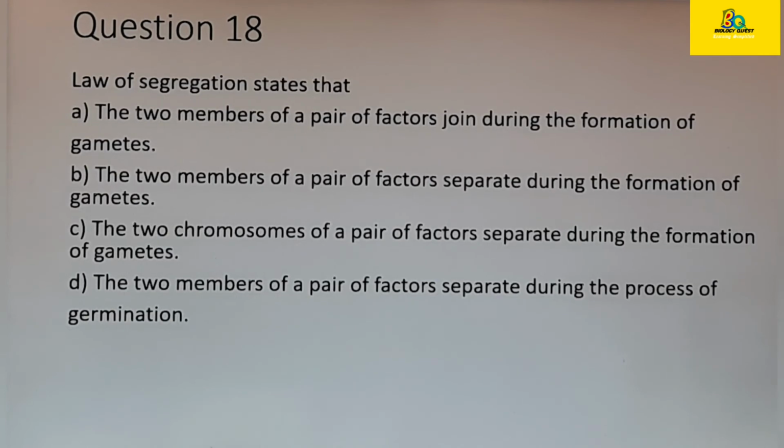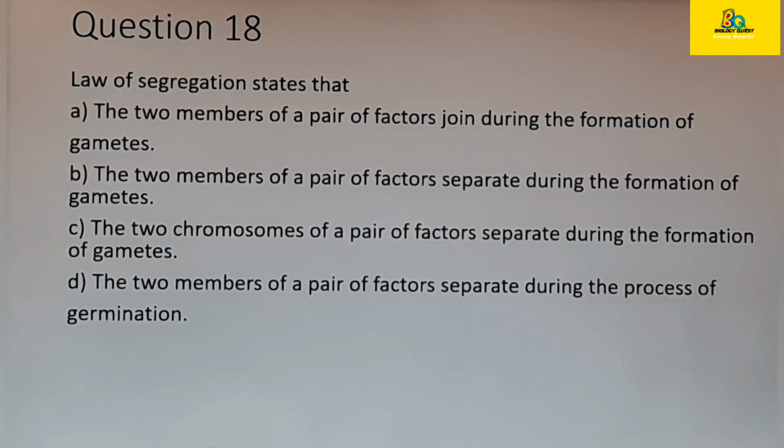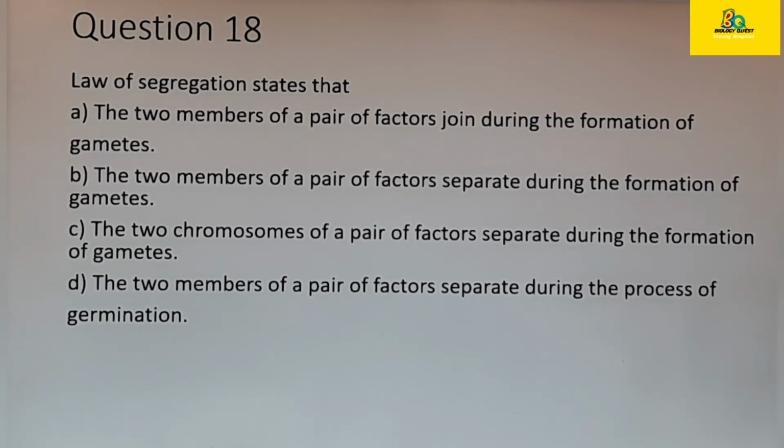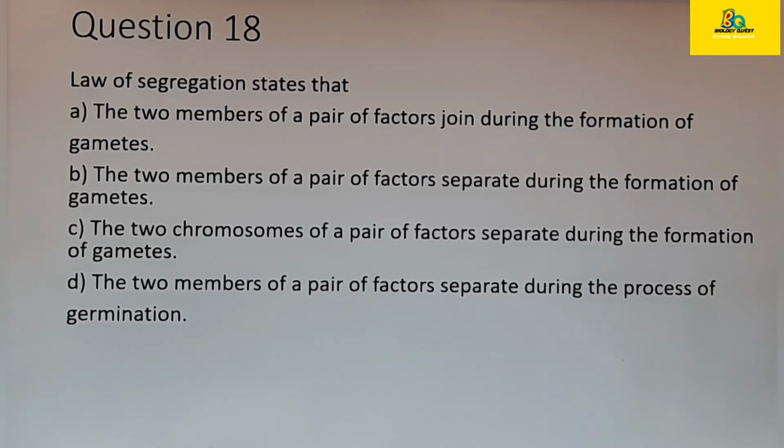They are separating, or segregation is taking place there. Option D is also wrong because it is not taking place during the process of germination. Now, the other two options, option B and option C, the two members of a pair of factors. A pair of factors means factors, in earlier times before the term gene was coined, the term factors was used.